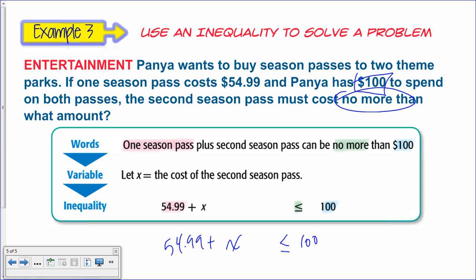How would I solve it? Exactly. Just subtract $54.99 from both sides. X has got to be, or the other ticket has to be, less than what? 45.01. No more than or equal to 45.01. Okay? Why don't you keep that chart handy so you can refer back to it. This is probably the hardest thing about these type of problems, or inequalities rather. Okay.